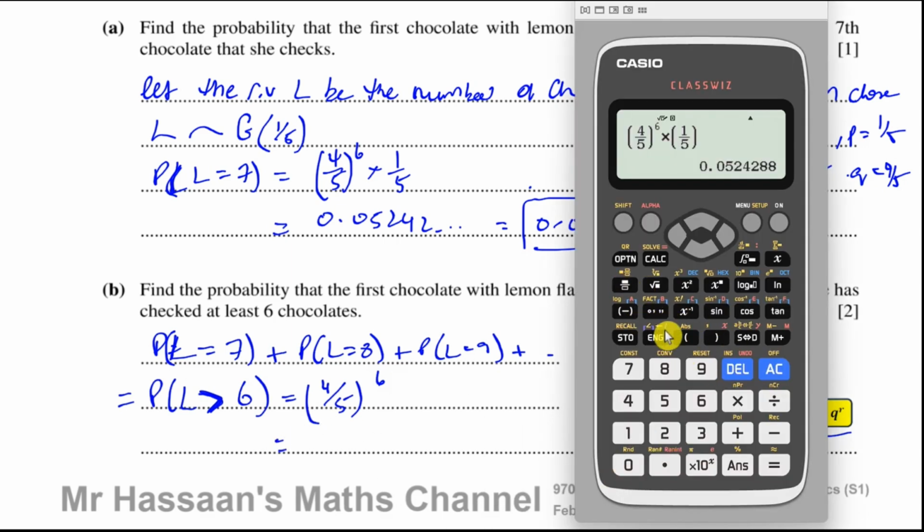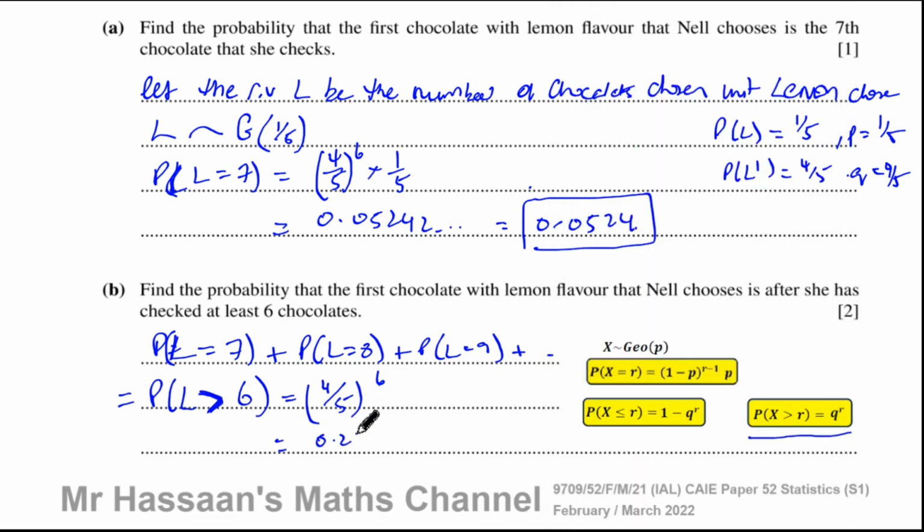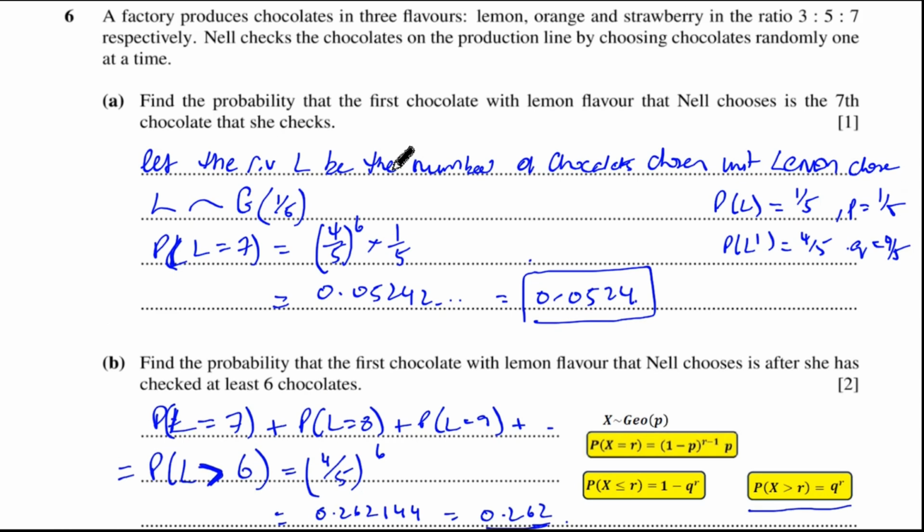So it's going to be 4/5 to the power of 6, which gives you 0.262144, which to 3SF would be 0.262. So there's your answer to part B. Okay, so that's all about geometric distribution here.